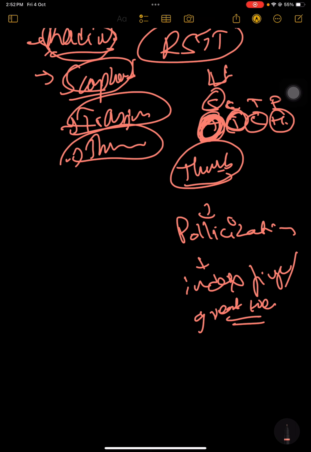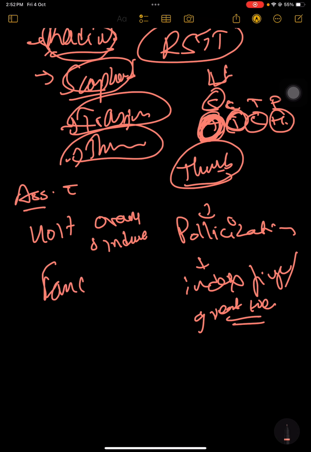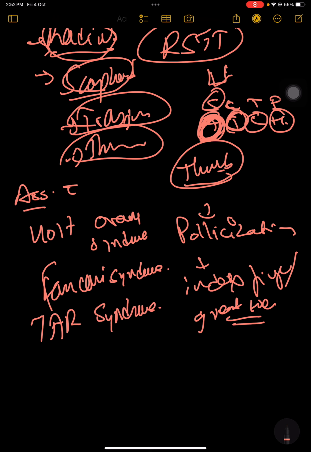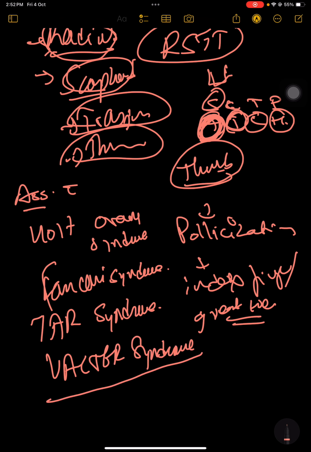Okay, so it might be associated with, one is Holt-Oram syndrome, other one is Fanconi syndrome, other one is TAR syndrome, other one is VACTERL syndrome. Okay, Holt-Oram syndrome, Fanconi syndrome, TAR syndrome, and VACTERL syndrome.